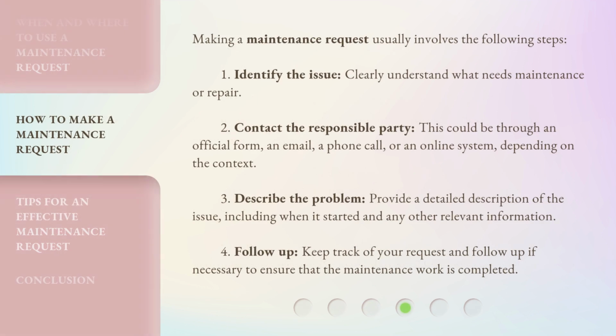Making a maintenance request usually involves the following steps. 1. Identify the issue. Clearly understand what needs maintenance or repair. 2. Contact the responsible party. This could be through an official form, an email, a phone call, or an online system, depending on the context.